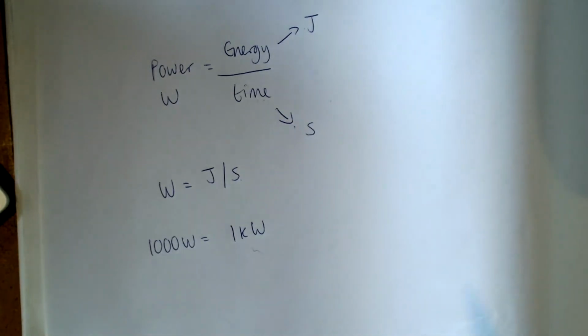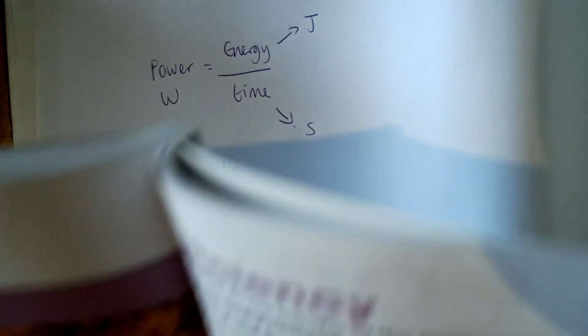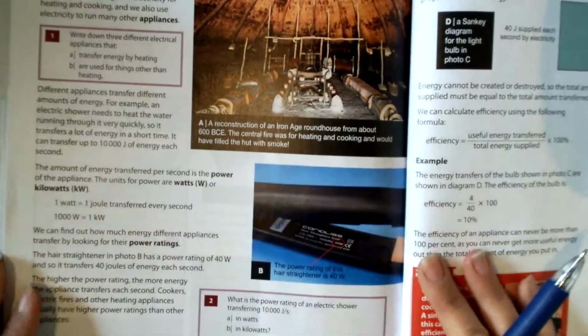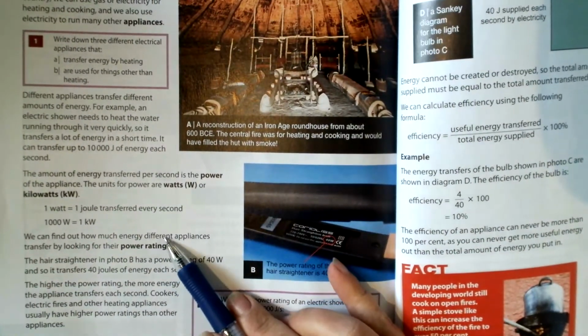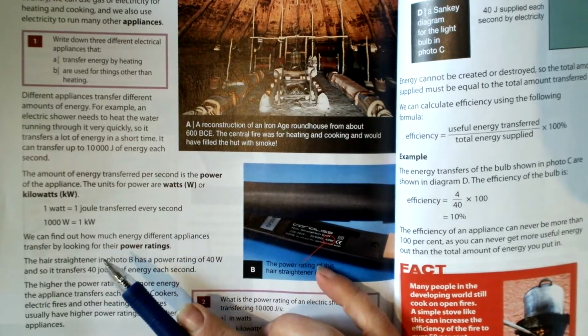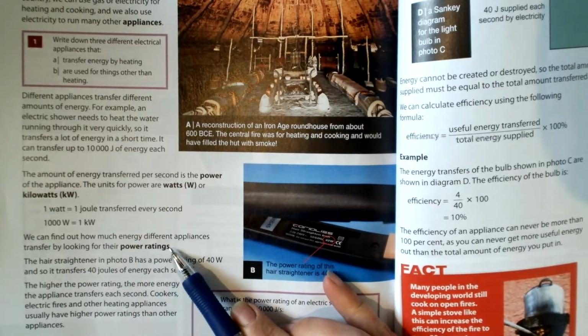So different formula there, energy per second. It's not the same, it's how much energy per second is being transferred. So something like an oven or the electric shower transfers a lot of energy per second compared to other appliances. Okay, so we can find out how much energy different appliances transfer by looking for their power rating.